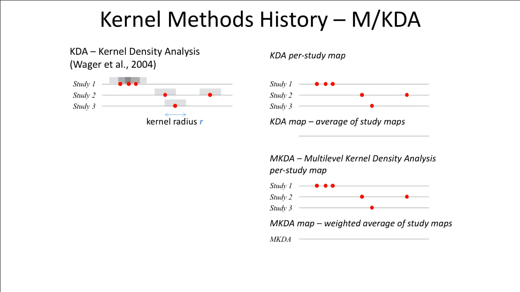Now in contrast, the MKDA method, a kernel density analysis created by Tor Wager and colleagues, uses, instead of a Gaussian kernel, basically a boxcar or just a flat disk kernel. For each study, we just add those up. So the interpretation at any one point for one study is how many foci were within a given distance of this particular voxel. Then we combine those together to make an average.